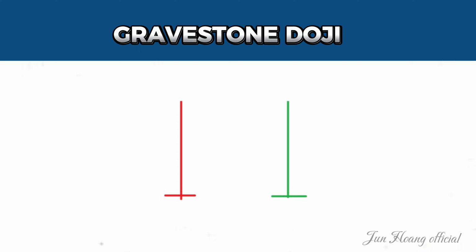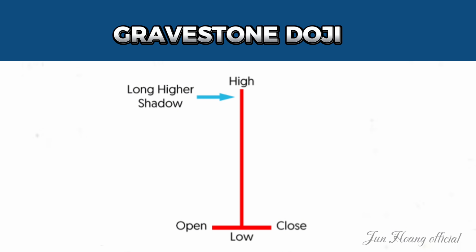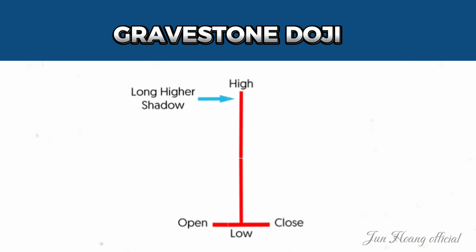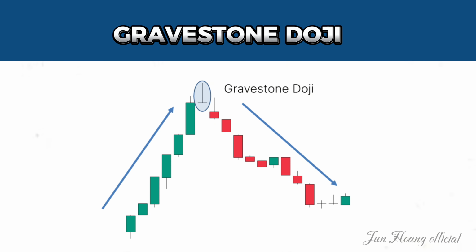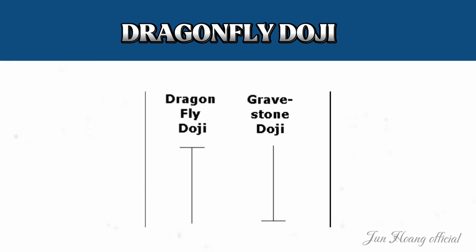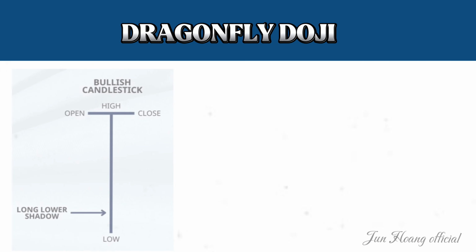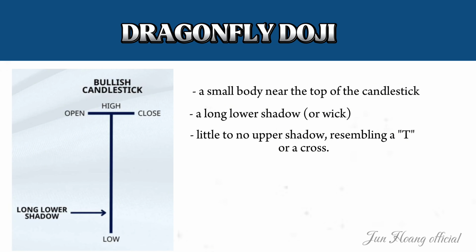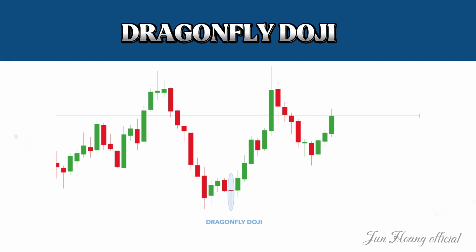Gravestone DOJI. A gravestone DOJI has a long upper shadow and little to no lower shadow, with the closing price near the session's low. It suggests a potential bearish reversal if it forms after an uptrend. Dragonfly DOJI. In contrast to the gravestone DOJI, a dragonfly DOJI has a long lower shadow and little to no upper shadow, with the closing price near the session's high. It can indicate a potential bullish reversal if it forms after a downtrend.